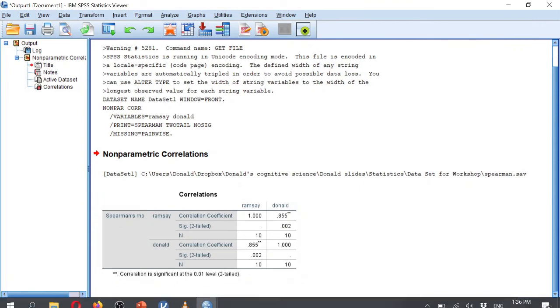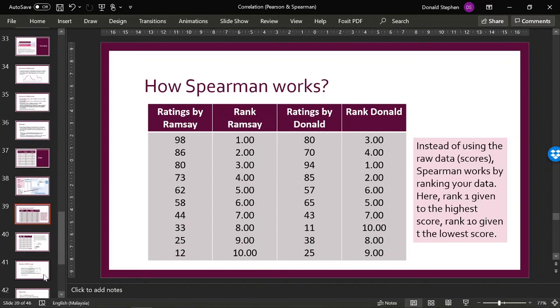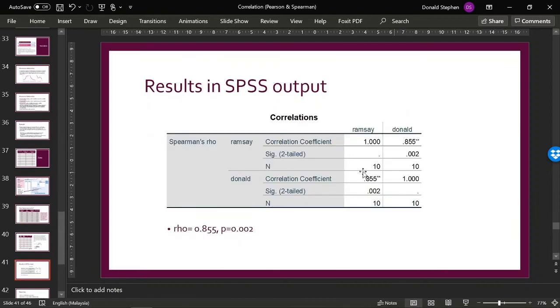And then these are your outputs. When you look at this, this is your p-value. This is 0.002, and then you also have your R value, or rho, for Spearman. This is 0.855. How you interpret this is the same as how you interpret Pearson's R. This is very close to 1. This is a positive value. So we can say that there is a very strong positive correlation between the rating given by Chef Ramsay and Chef Donald.